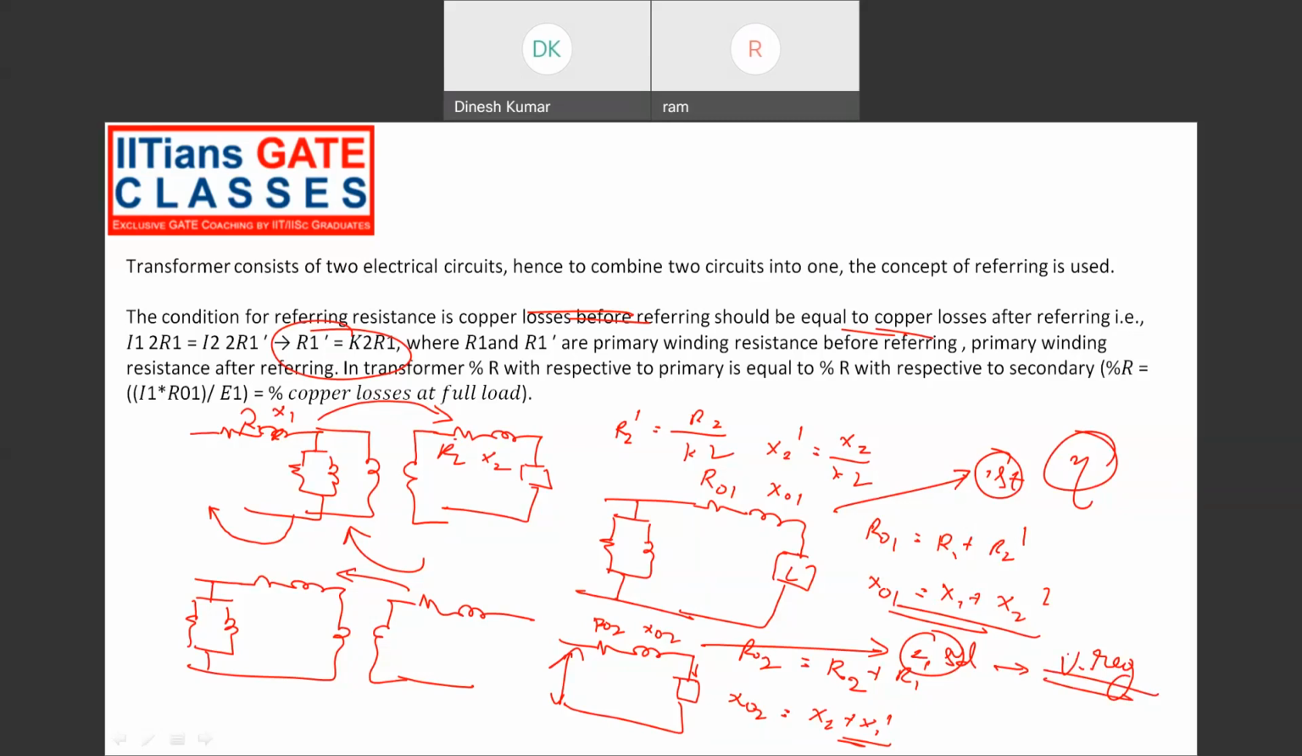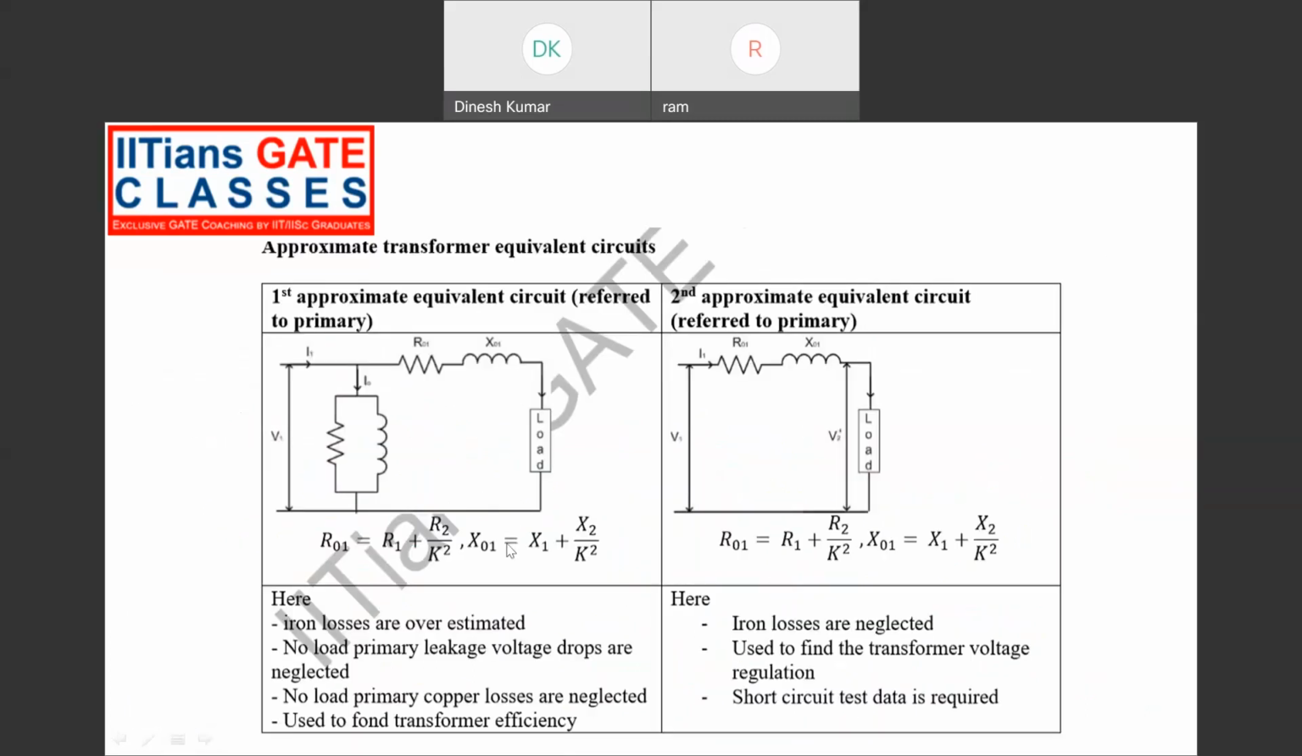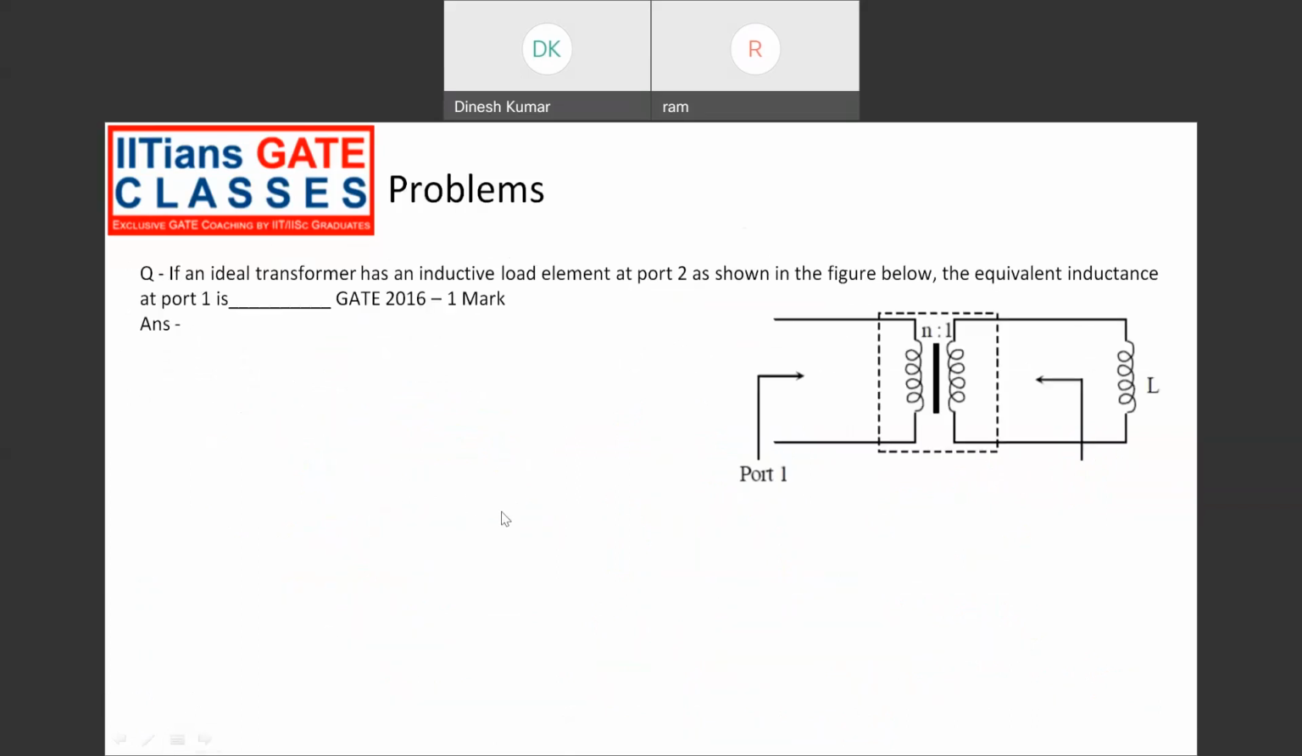Okay, guys, we'll go to the next slide. So this is what I discussed in the earlier slide, here we have a better picture. This is the first approximate equivalent circuit and this is the second approximate equivalent circuit. So let's solve some previous year questions.